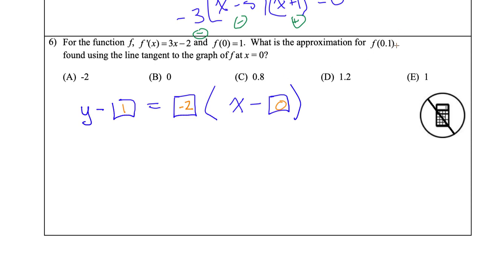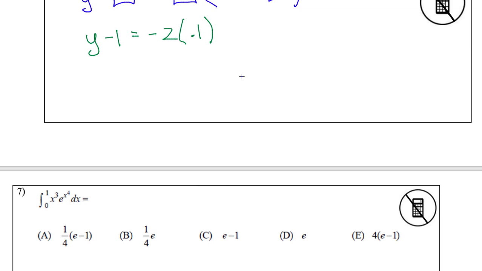And then I have to plug in 0.1 for x, and then let's do that on this next line. So I have y minus 1 is equal to negative 2 times 0.1 minus 0, which is just 0.1. So negative 2 times 0.1 is negative 0.2, and then I add 1 to that, I get 0.8. Correct answer is C.